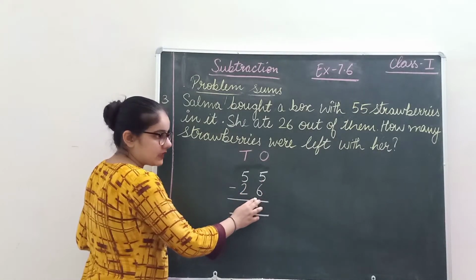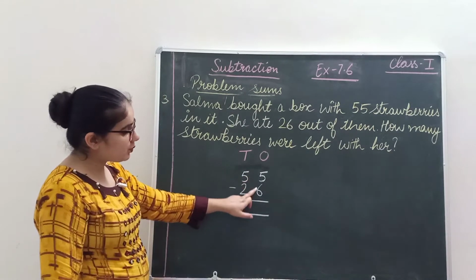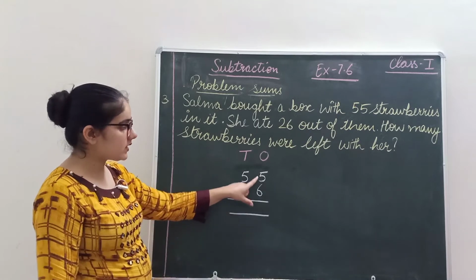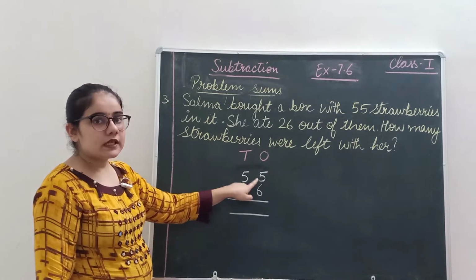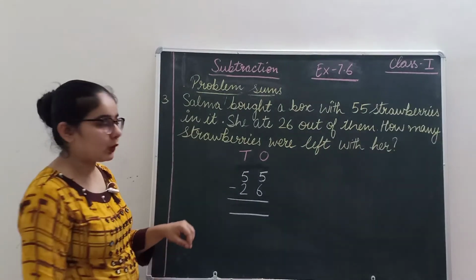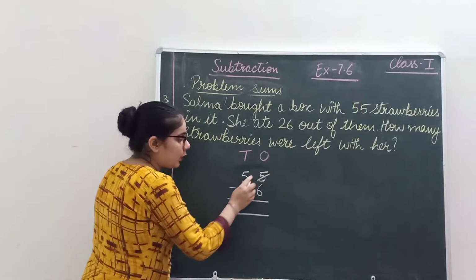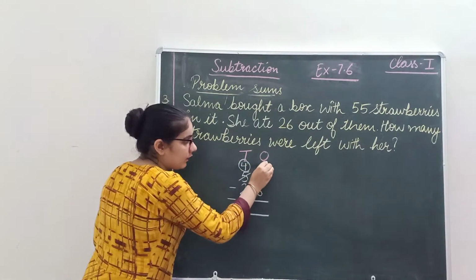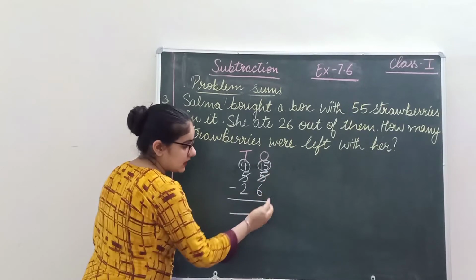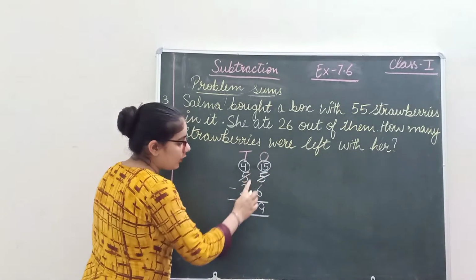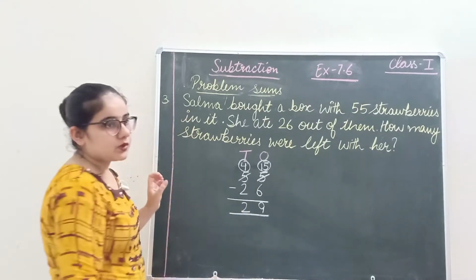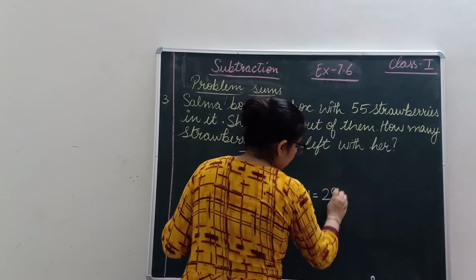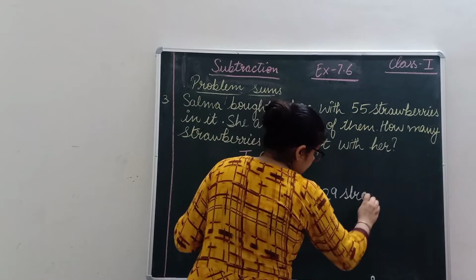55 minus 26. See, 5 is smaller than 6. That means the number we have to subtract is greater than this number. In that case, we need to borrow. This 5 will borrow from 5. This 5 will become 4, and this 5 will become 15. 15 minus 6 is equal to 9. 4 minus 2 is equal to 2. So, how many strawberries are left? Answer is equal to 29 strawberries.